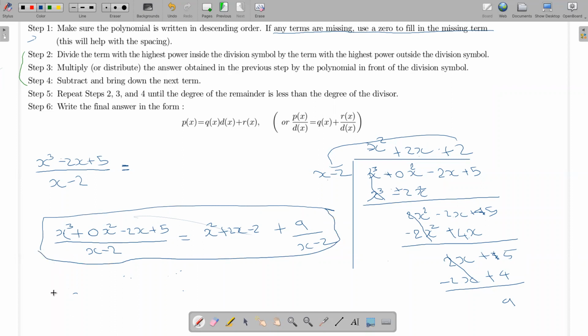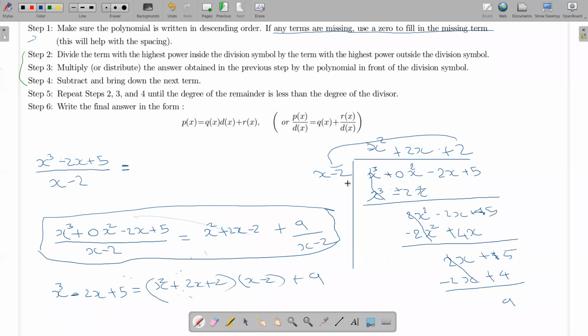or I can write it as x cubed. I skip the 0 because it's not needed here. X squared 2x plus 5, is equal to quotient x squared plus 2x plus 2 times x minus 2 plus 9, no?